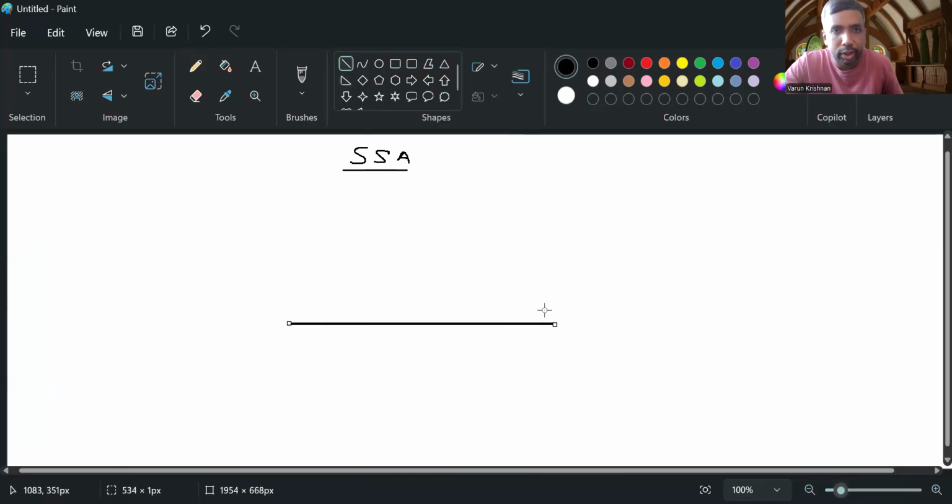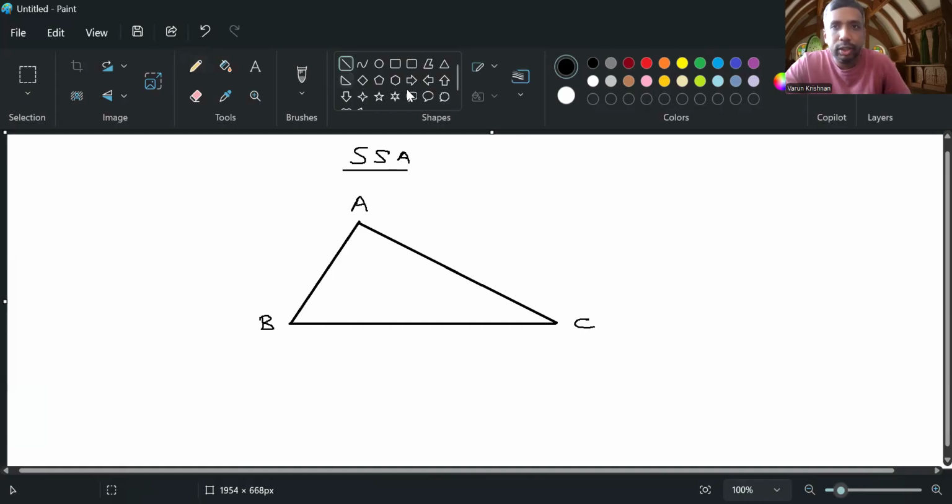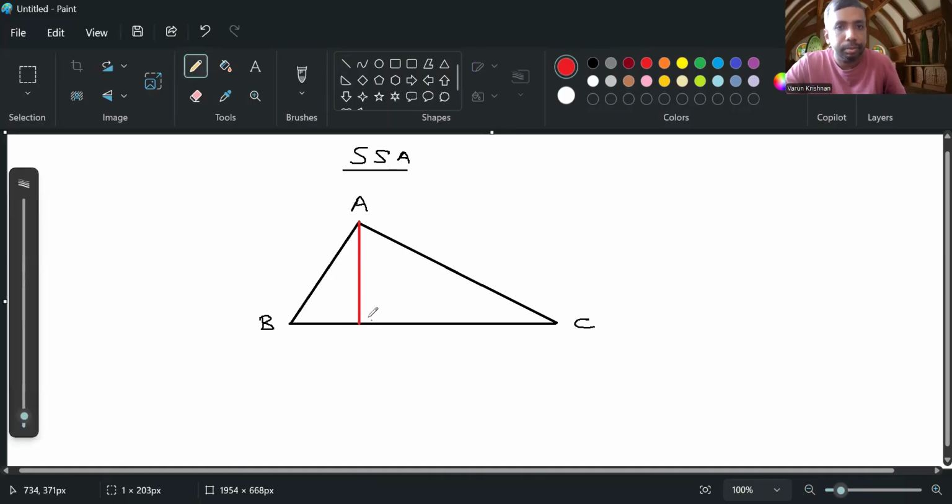So for that, what I'm going to do is that I'm going to take this triangle. Okay, let me call this triangle ABC. And let me do one thing. Let me, through this point A, drop an altitude. Altitude is a perpendicular from A onto the opposite side BC. Now let me treat this line AD as a mirror. And I'm going to reflect AB about this line AD.